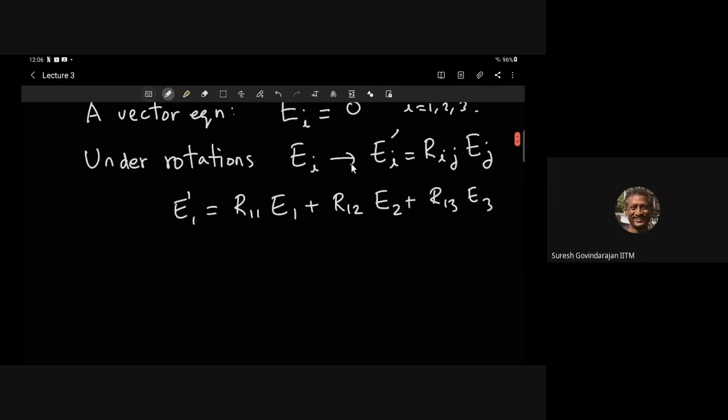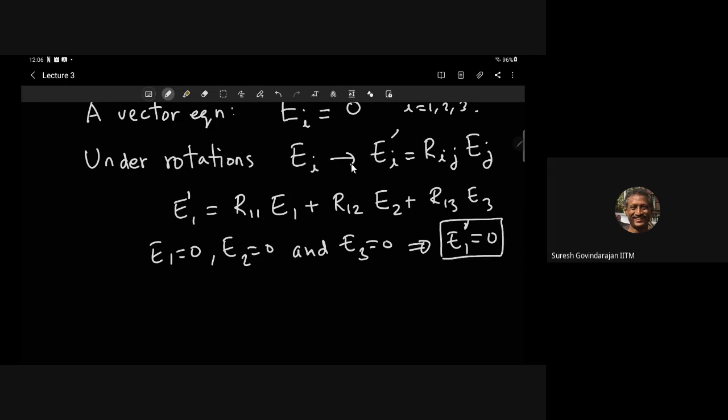But one consequence of this is that if E_1 equal to 0, E_2 equal to 0, and E_3 equal to 0, we need all three, this implies that E_1 prime is 0. This has to do with the fact that it's linear. Linearity guarantees that. So if it vanishes in one frame, under rotation it will vanish in the other.